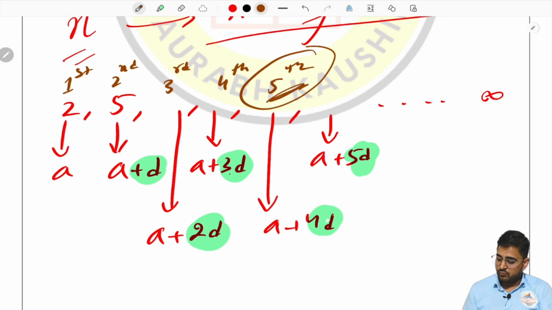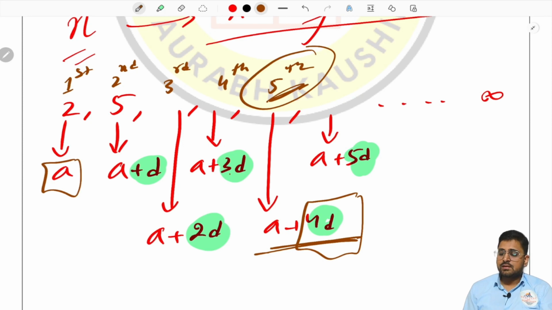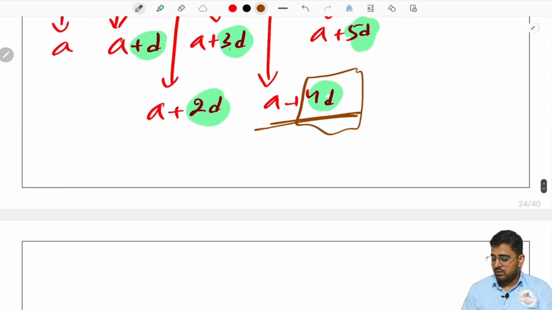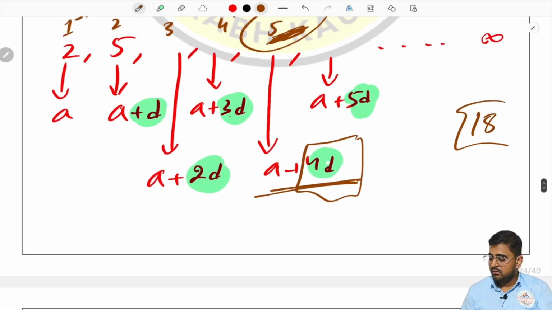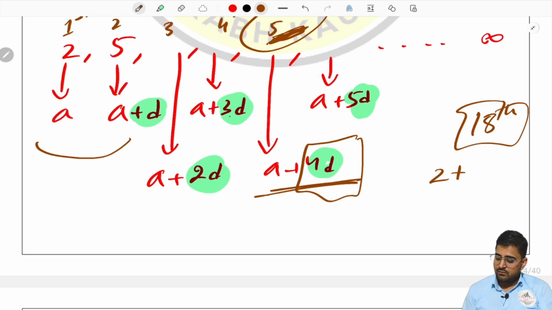For example, at the fifth position the difference is 4 multiplied by d, because the first term didn't have any difference, it's a itself. So from the second onwards, the difference came into the picture. That is why, if someone asks you to tell the 18th term of this series and you have this much information, I have no issue. First we need the first term, which is 2. Then we have to find the 18th term.